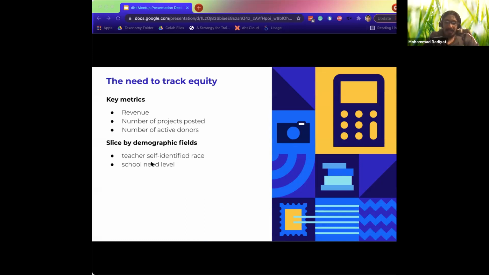So with all that being said, tracking equity is a cornerstone of our mission. DonorsChoose staff have constantly been on top of key metrics like revenue, number of projects on our site, number of active donors, et cetera. We've always been focused on equity in education, given the history of segregation in the US education system. And the national conversation about equity inspired us to think even more deeply about equity in our work than we had before. One way to do that was to break our key metrics down by demographics, such as teachers' self-identified race and school need, so that we could track all that separately. So let's take a look at who needs this data and some of our competing goals.